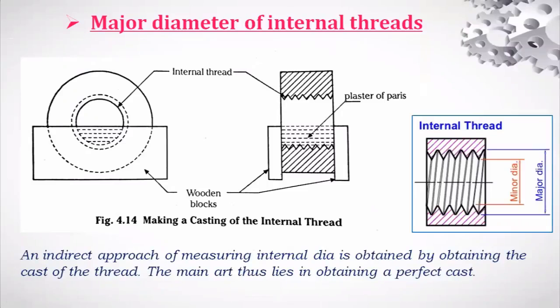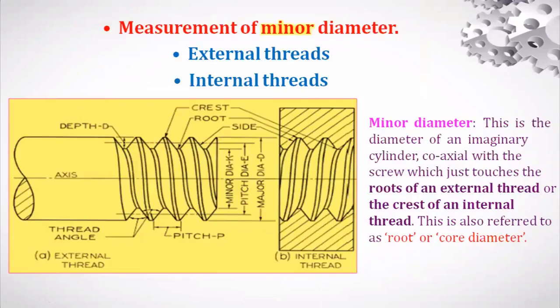For the minor diameter, in the last class we discussed taking a casting, and they measure that casting the same way to get the minor diameter of internal threads. It is from this point to this point. Again, in the last class we discussed the measurement of minor diameter, both for external threads as well as internal threads. Minor diameter is measured from root to root if it is an external thread. If it is an internal thread, the minor diameter means from crest to crest.